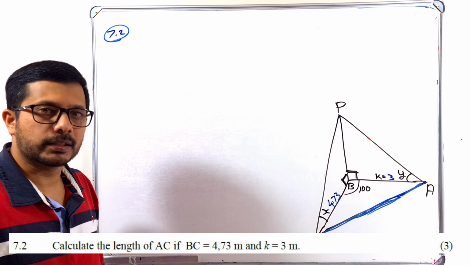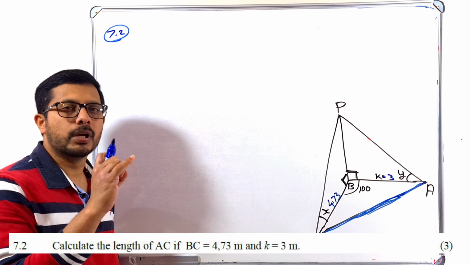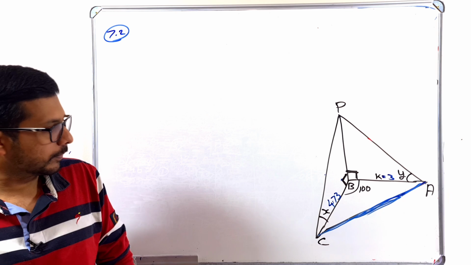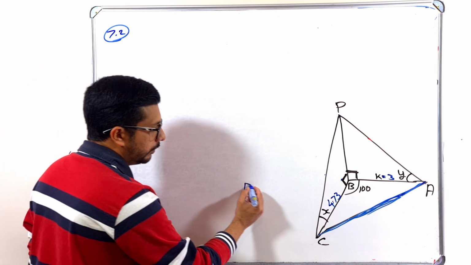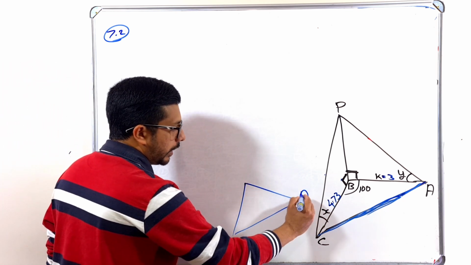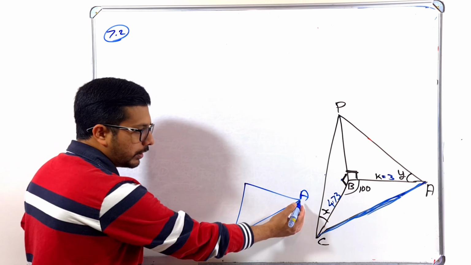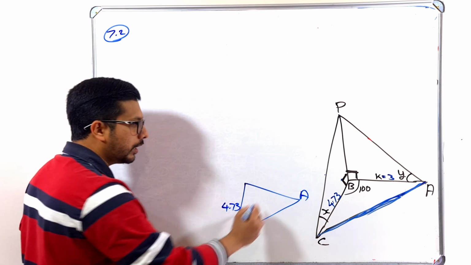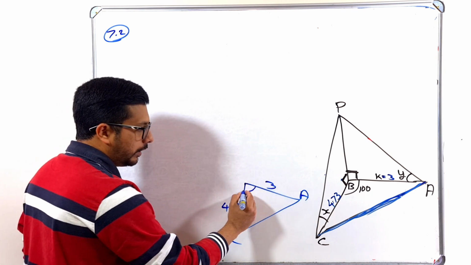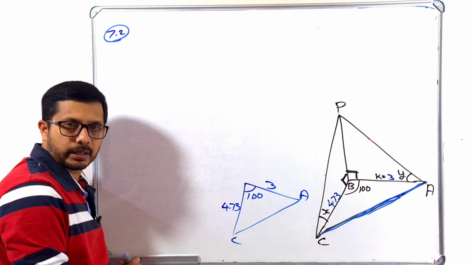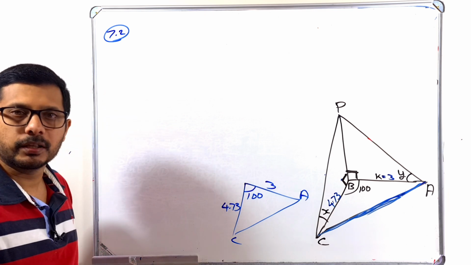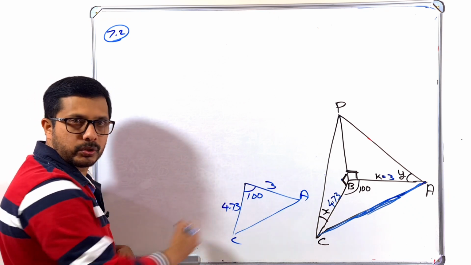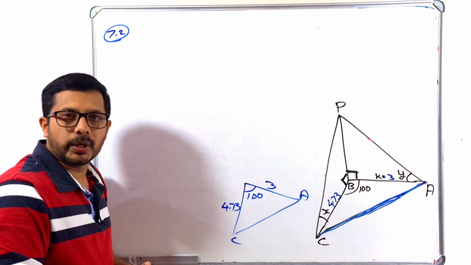How can you find it, guys? You have to know the sine rule, cosine rule and area rule to do this type of question. Okay, so look at that triangle. This is our AC. You have to find this side, and this one is 4.73 and this one is 3, and the included angle is 100. So which rule do you have to apply? Cosine rule. Am I right? Two sides and the included angle, so you have to apply the cosine rule.